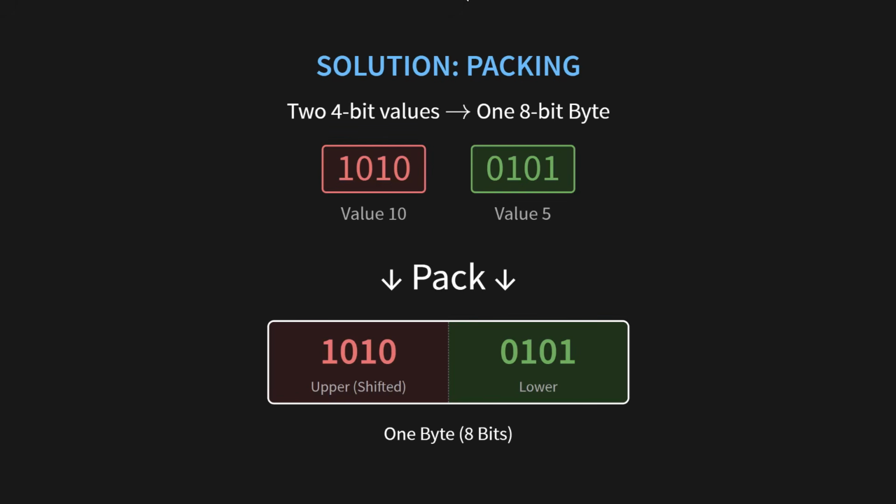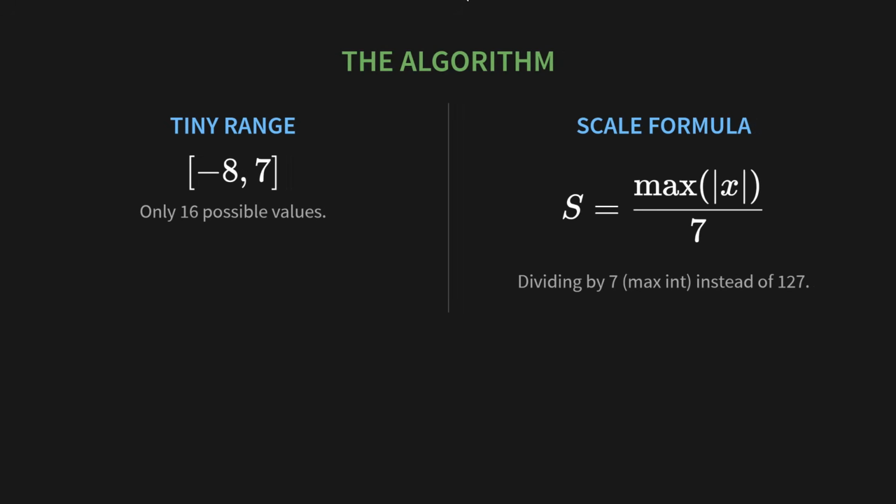We shift one value to fill the upper half of the byte, and the other fills the lower half. 2 numbers, 1 byte. Problem solved. Okay, so let's talk about the algorithm. The math is similar, but the stakes are much higher.